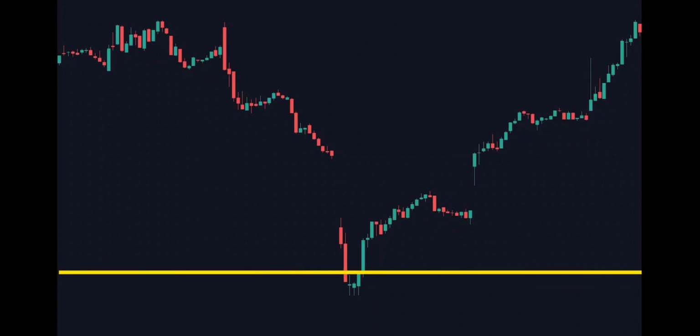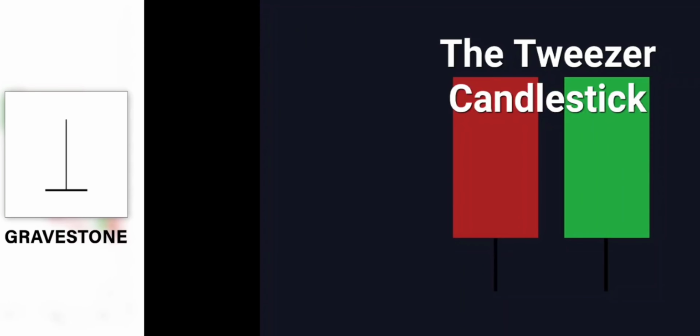Now, before we move on, let's slide over here. There are 4 types of doji candles. You have the regular, you have the long-legged, and then you have the dragonfly, and then you have the gravestone. All of these work the same way. Keep that in mind. The tweezer candlestick.